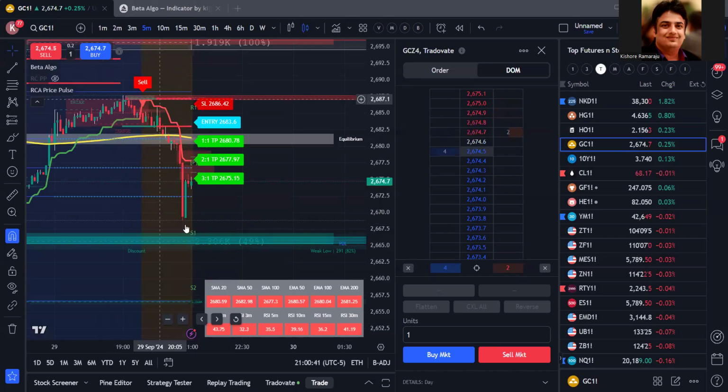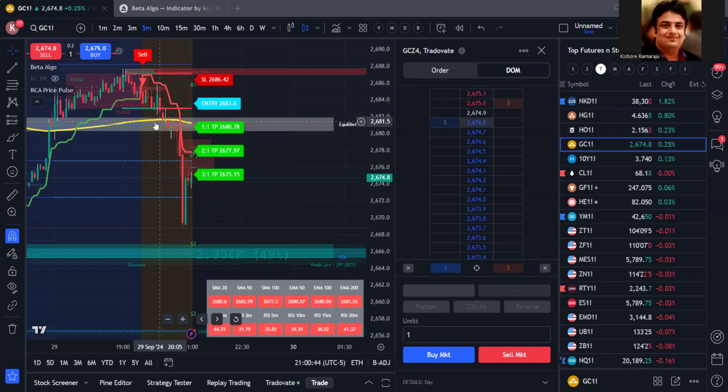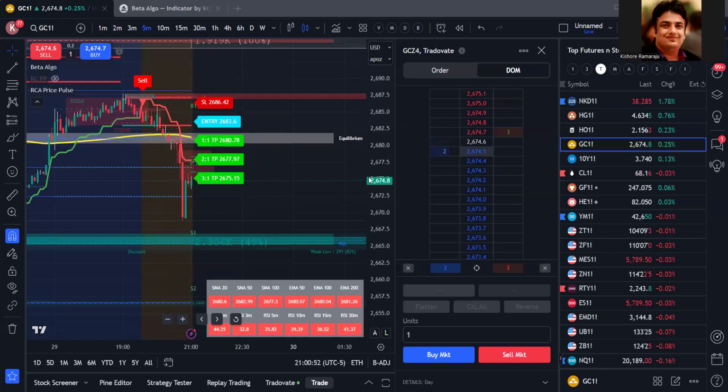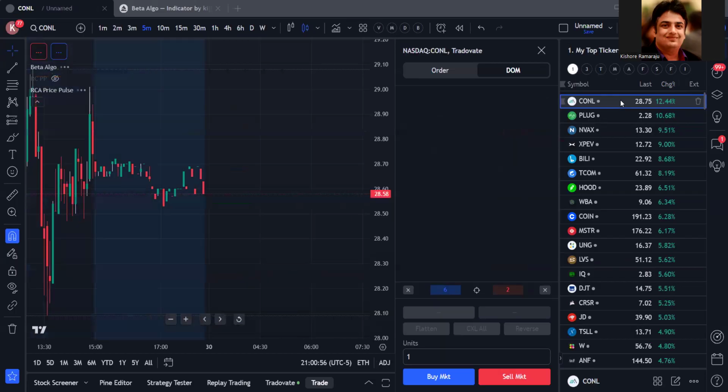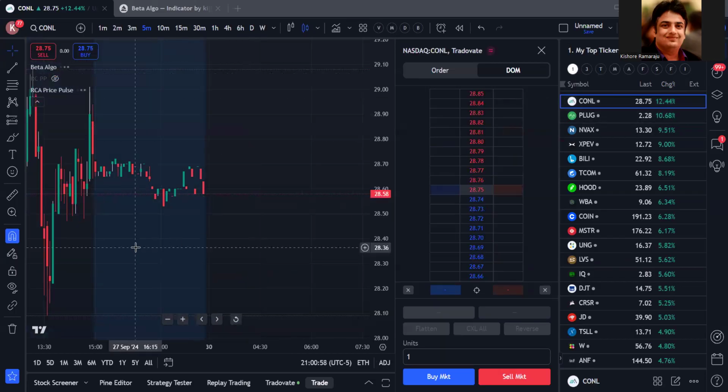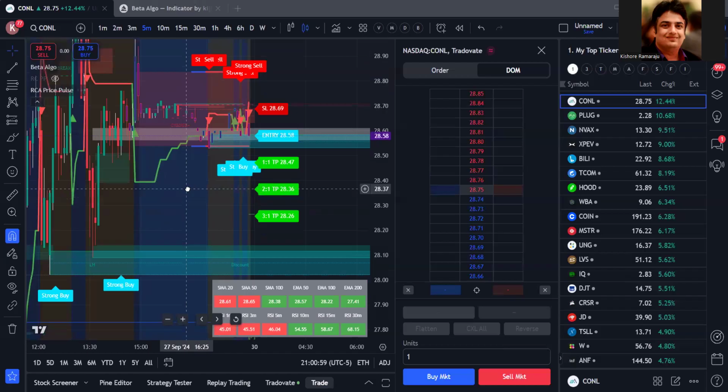Right? Every day there will be many buy and sell signals. So as long as it is below the yellow line, below the blue lines, best for sell. If it is above the yellow line, above the blue lines, best for buy. Whether it is stocks or whatever it is. For example, CONL.